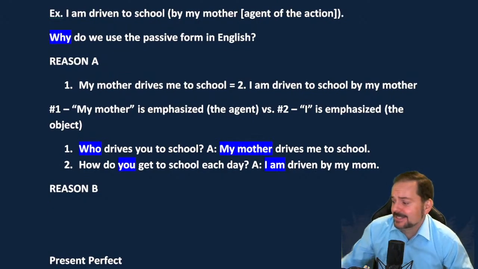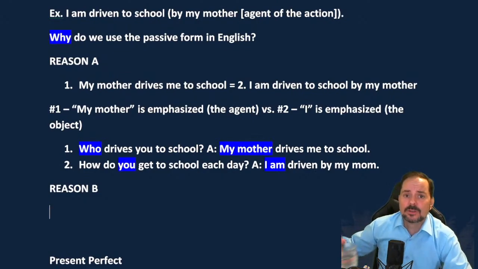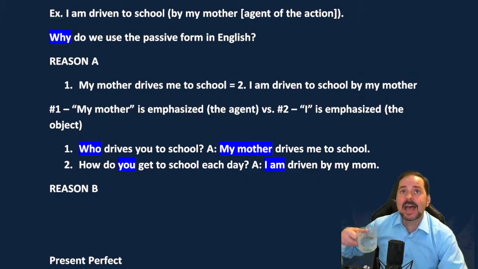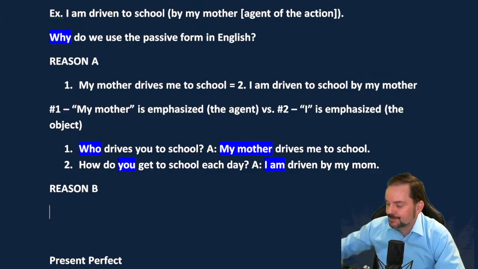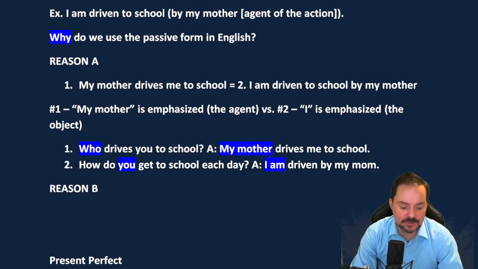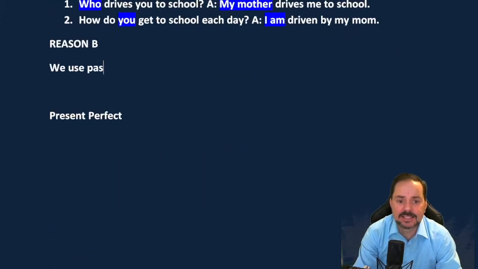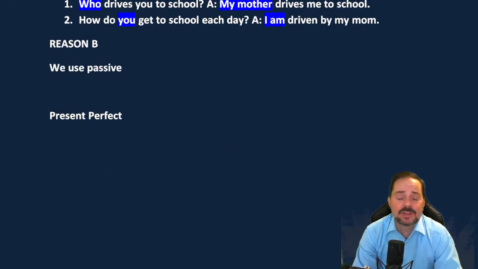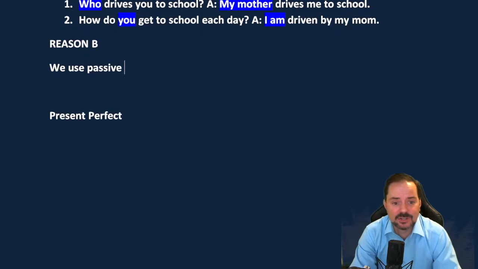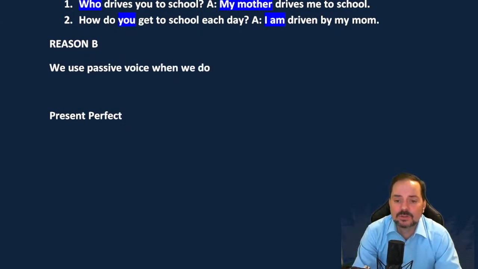There is another reason that we use the passive voice or the passive grammar form. Why? Yeah, exactly. Simge says, when we don't know the agent, right? Sometimes we don't know who's doing the action. We just know the action is being done, right? So the second reason is, and this is the easy one because you don't really have to think about it, you either know the agent or you don't know the agent. We use passive voice when we do not know the agent of the action.